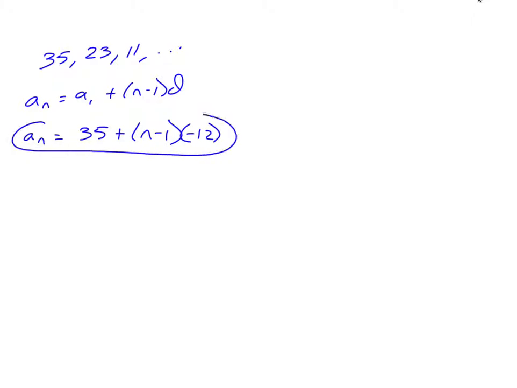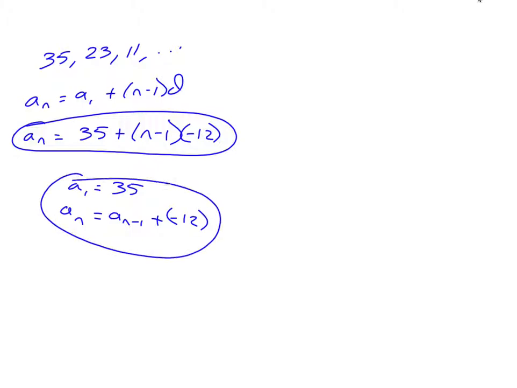Alright. What do I need for the recursive formula? I need to identify the first term, which is 35. And then I need a sub n equals a sub n minus 1 plus my difference, which is negative 12. So this first one is the explicit, the second one is recursive.